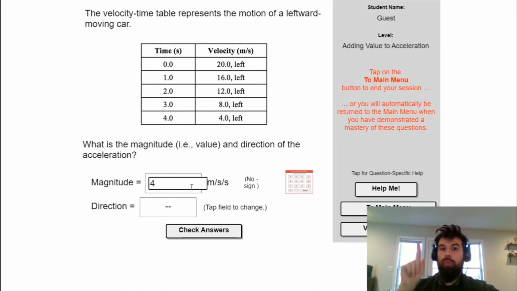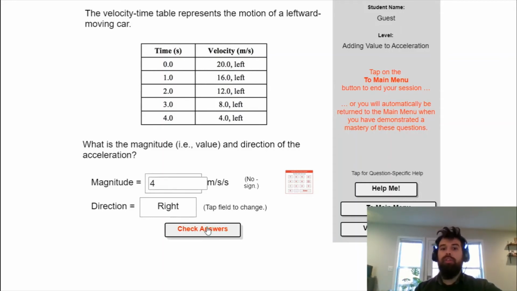When it comes to our direction, well, it's a leftward moving car, but it's slowing down as it moves left, so our acceleration is in the opposite direction, so it's to the right.